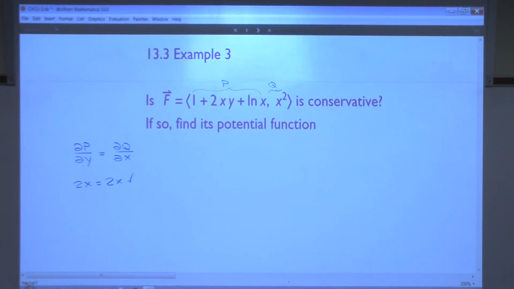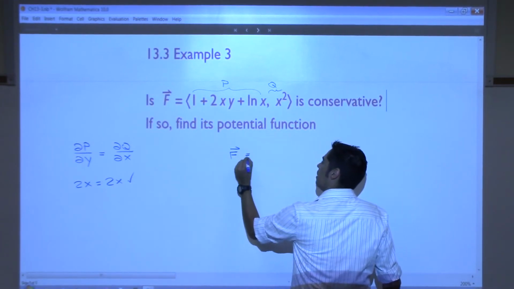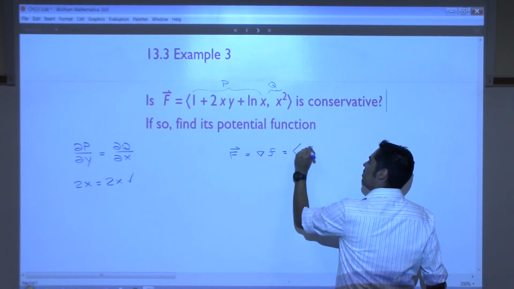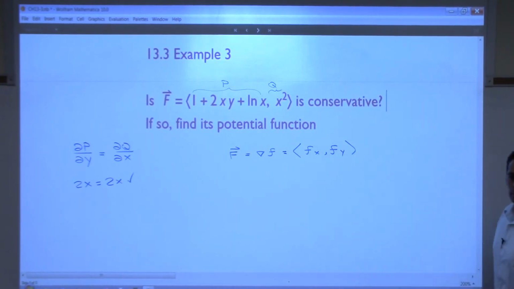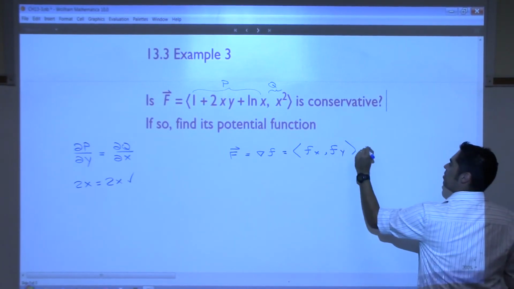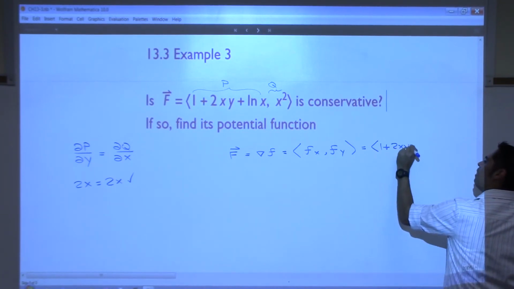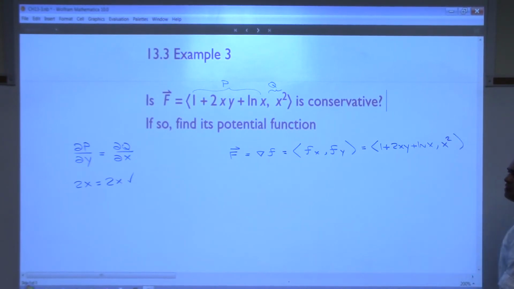So it has a potential function, and we need to be able to find it. So let's find it. I'm going to write down what I know. I know that capital F is actually the gradient of little f, which I know by definition is this vector, which for us in this particular problem is 1 plus 2xy plus natural log x comma x squared. That's what I know right now.